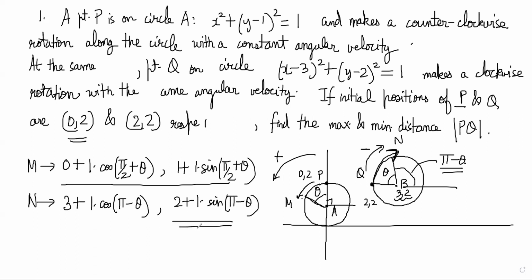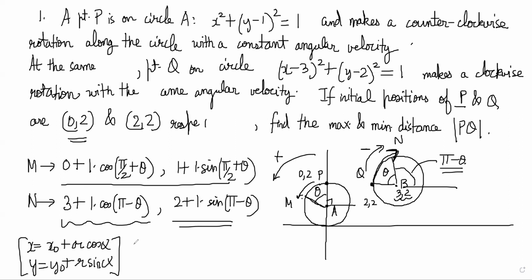That is the parametric method using the circle parameterization, which is x is equal to x naught plus r cos alpha and y is equal to y naught plus r sin alpha. This was what we had discussed in the previous screen when we were writing the parameterizations. Here x naught and y naught were the centers of the circle, right? So that's why we are putting 3 and 2 here. Once you have decided M and N, we can write the distance MN, and now it's basically a trigonometry problem.